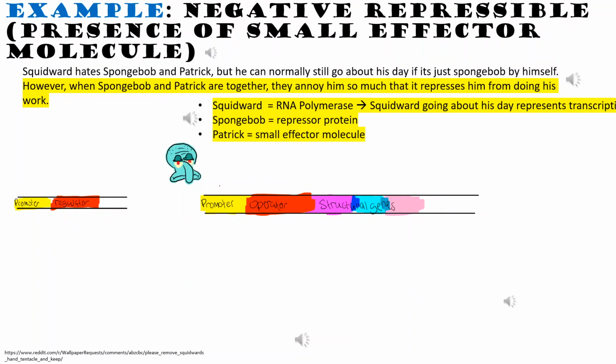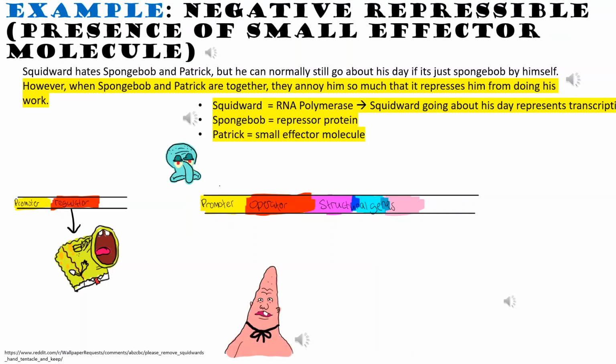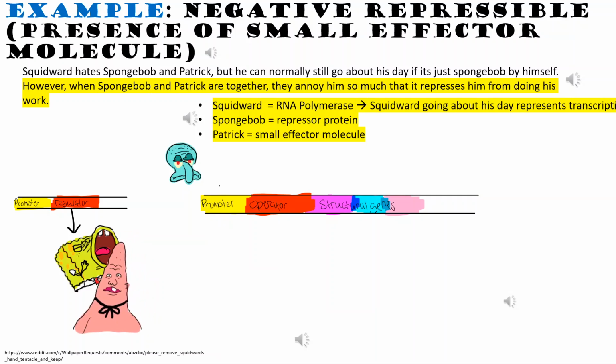So now let's look at when there is a presence of the small effector molecule. Squidward finds SpongeBob hardly tolerable on his own, so when SpongeBob and Patrick are together, it annoys him so much that it represses him from doing his work. As before, the regulator becomes the regulator protein, the repressor here, which is SpongeBob. Now, Patrick is here, the small effector molecule, which spells trouble for Squidward. So Patrick and SpongeBob form a complex, which now makes SpongeBob an active repressor.